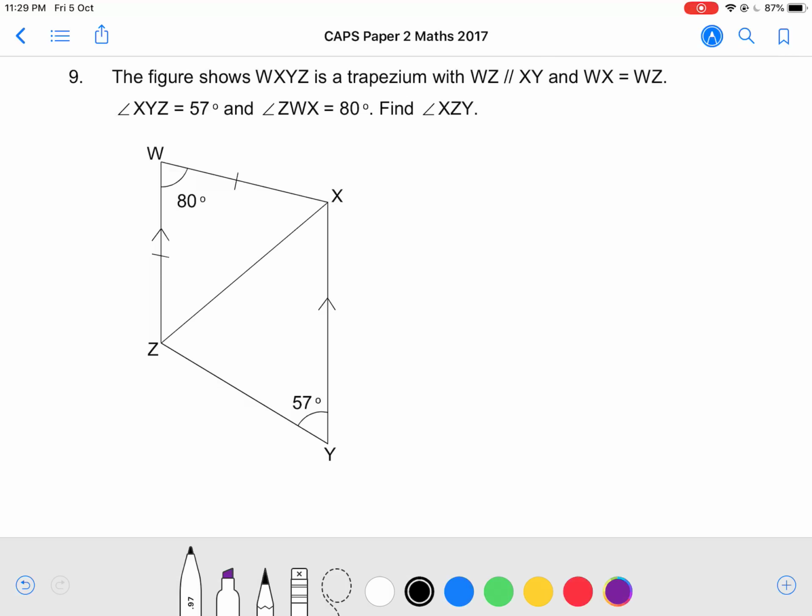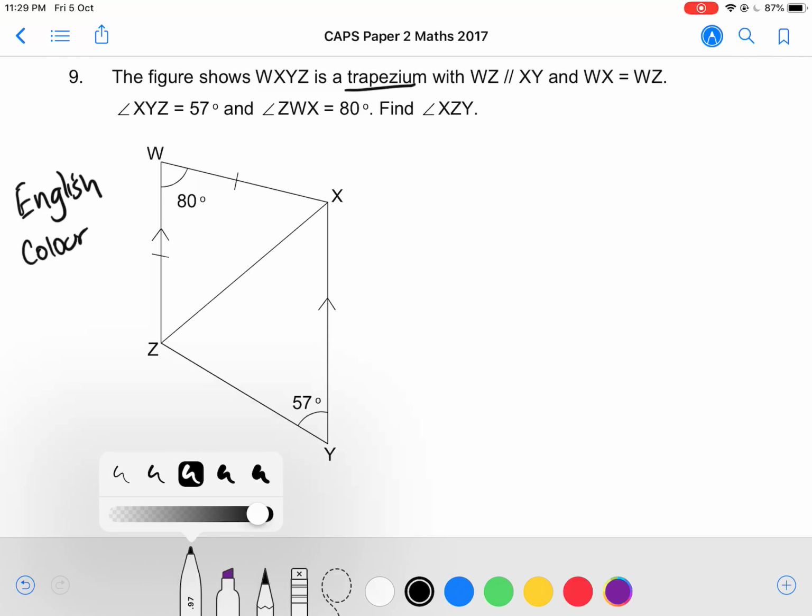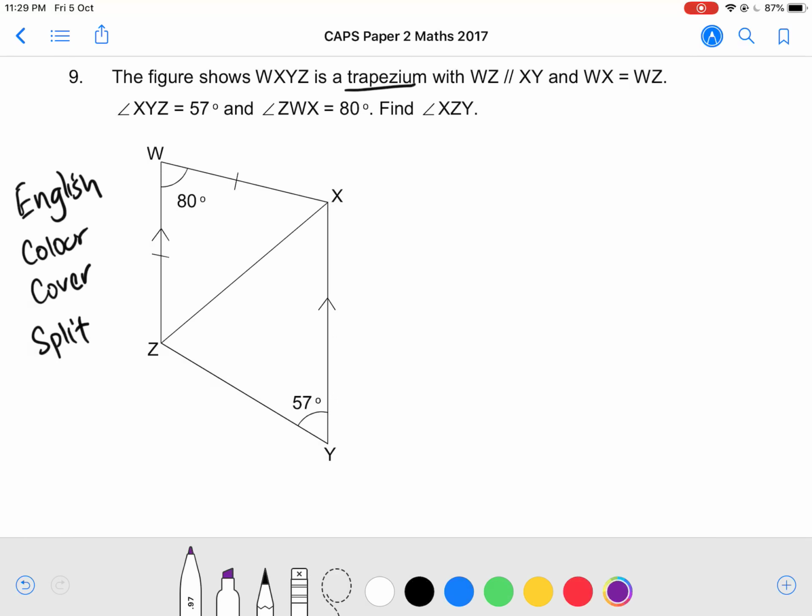A trapezium. So similarly, if you remember the skills, we have to read the English first, which I'm reading now. Sometimes you can color, sometimes you can cover, sometimes you can split up the pictures like I did for the triangle just now. Okay, so you have got a trapezium, and the trapezium would mean that there's only one pair of parallel line, right? So where is the pair? The pair is here.